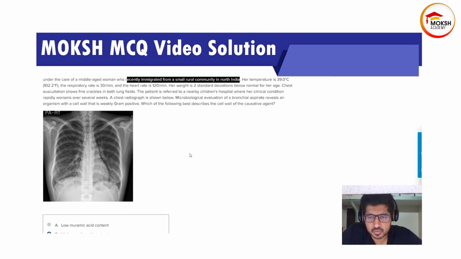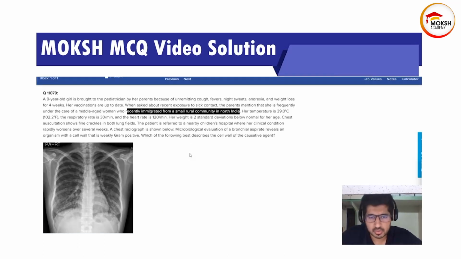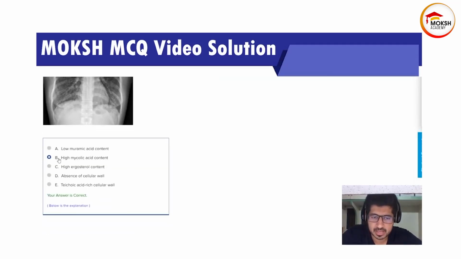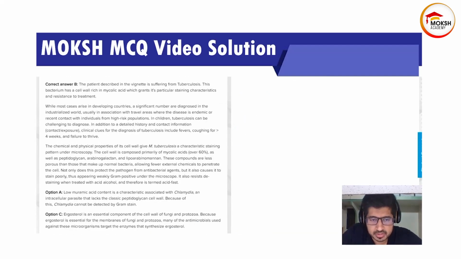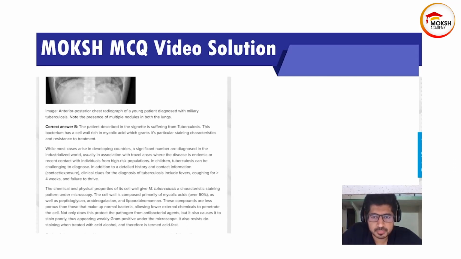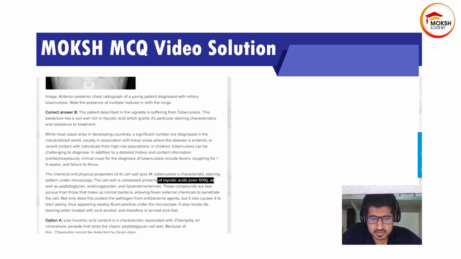The question mainly asks you why tuberculosis is weakly gram-positive and not properly gram-positive, and that is because it has a high amount of mycolic acid content. There is one thing you have to know, and it's written over here also: mycolic acid is present in more than 60% of the cell wall. Other things are also present, but the majority is mycolic acid.